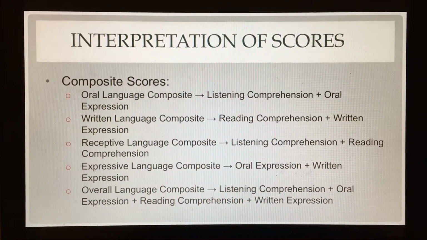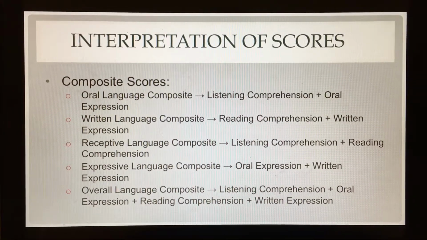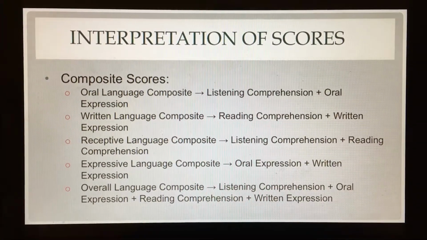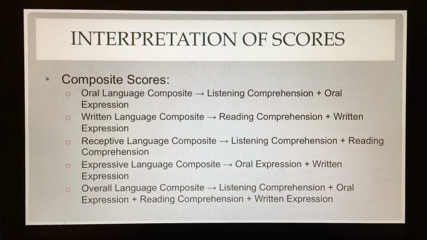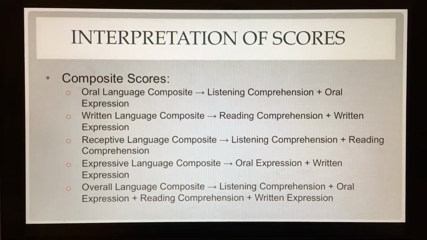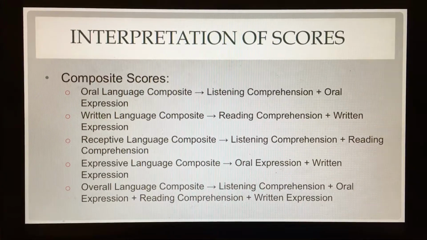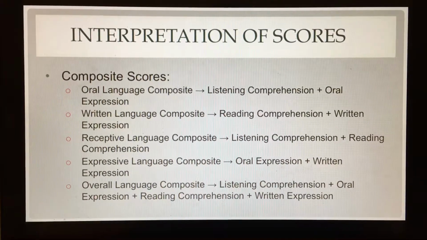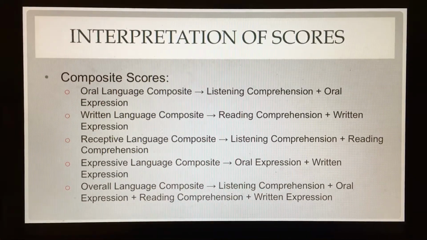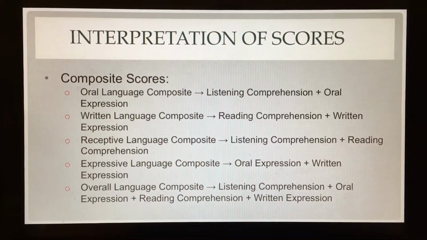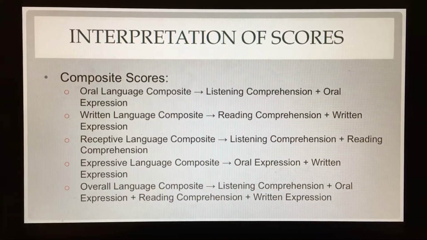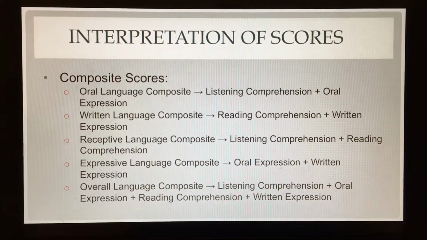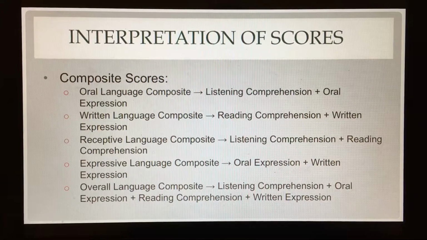So from a combination of scales, you can interpret composite scores. Here we have a list of the type of composite scores you can compile. For instance, our first example is an oral language composite. This score is obtained from combining the scores from listening comprehension and oral expression scales. And then the next example we have is the written language composite, which is a combination of reading comprehension and written expression. And then the rest are the other examples of the composite scores you can obtain.